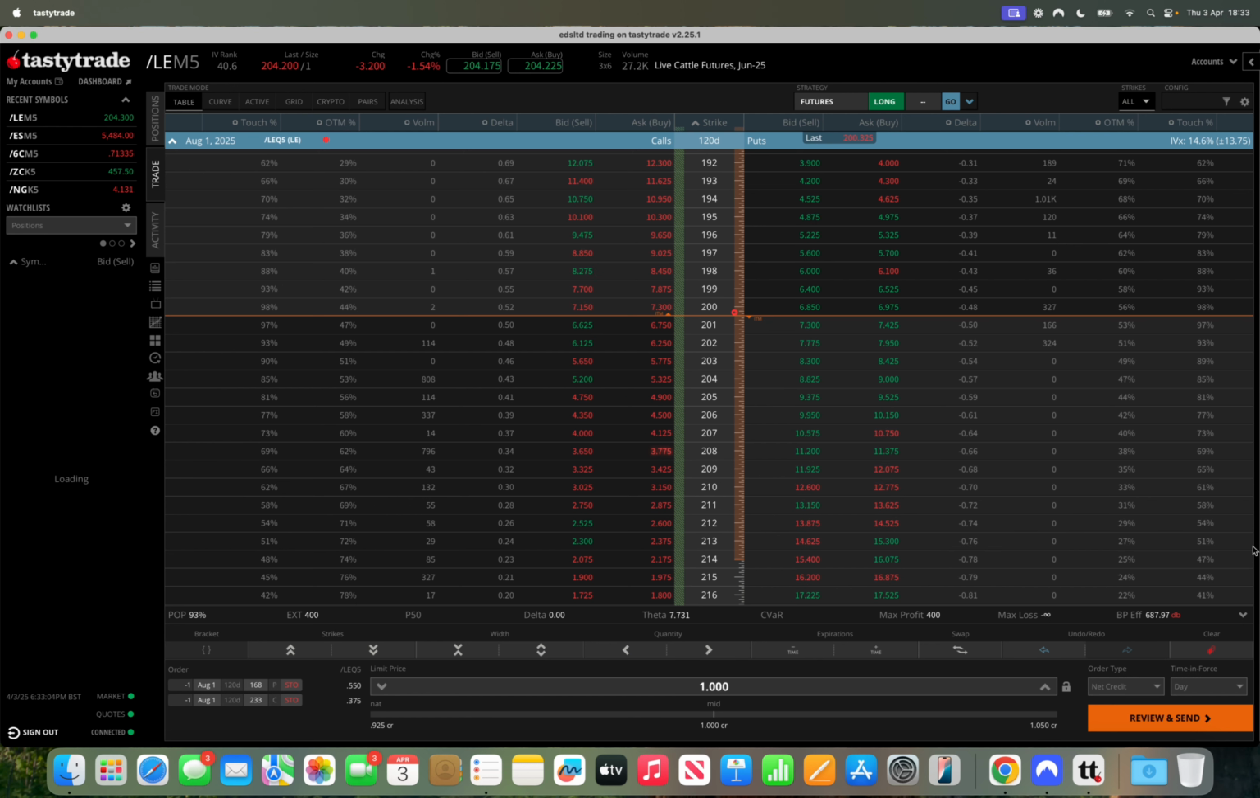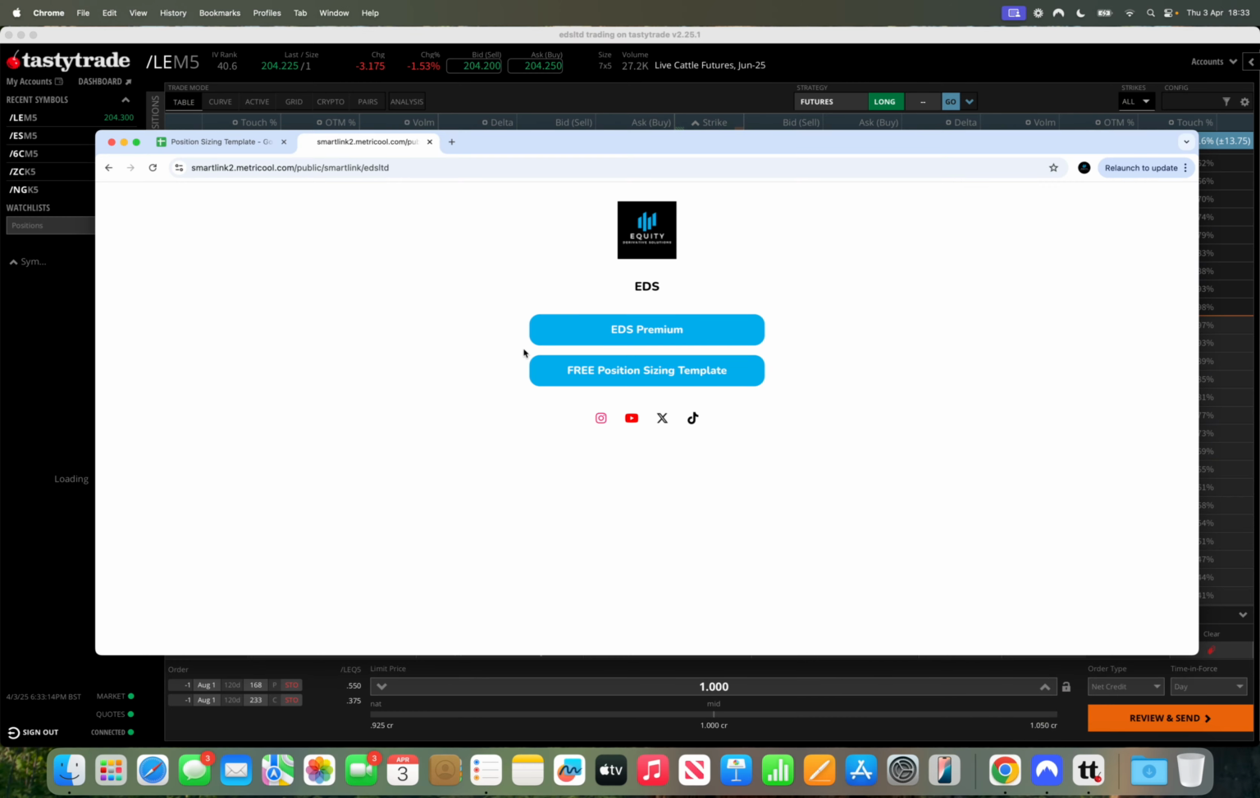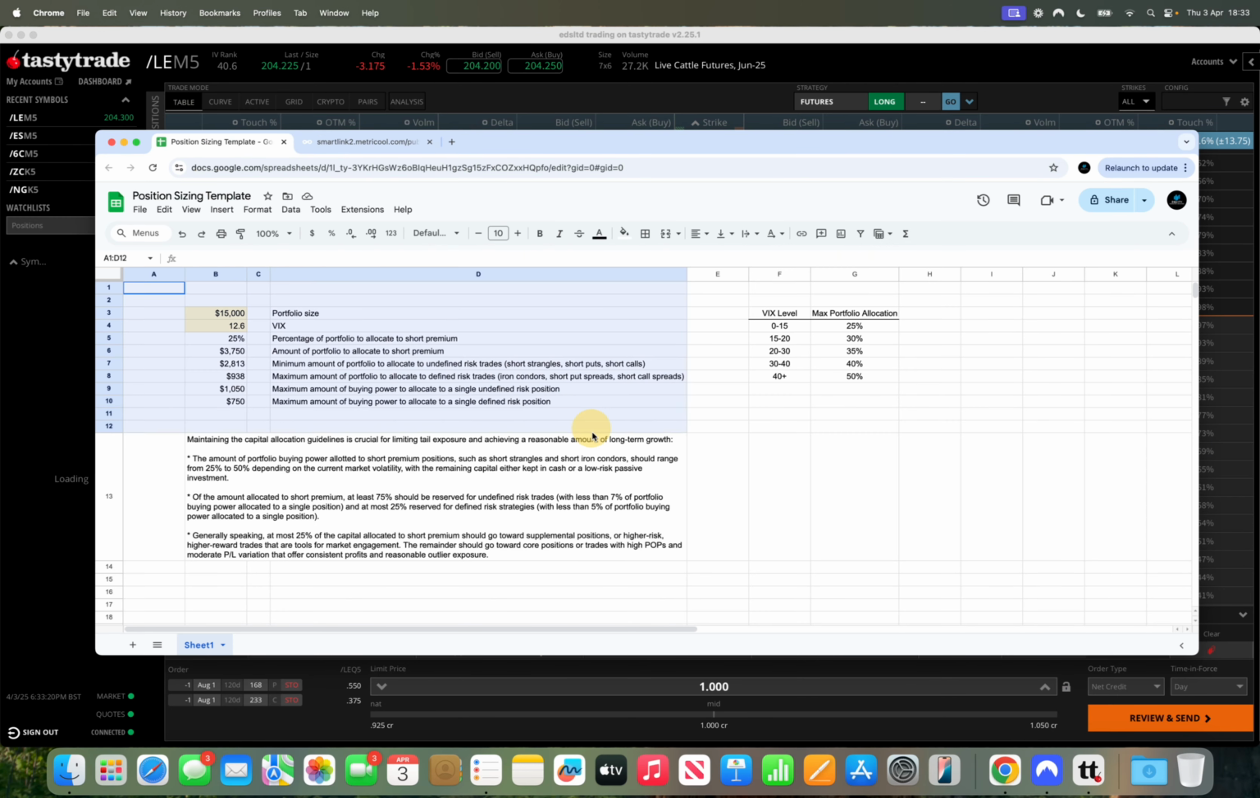So the only other thing is you need to keep your buying power in check. Your position sizing is really important. And the way that you can do that is by using the free position sizing template that we've got. The link for it is in the description, and the way it works is you enter in the size of your portfolio, say a $50,000 account, then enter in whatever the VIX level is, say 21.8, and then everything is calculated for you. All you need to do is use this information to form the backbone of your portfolio, and over the long run, you'll be fine.